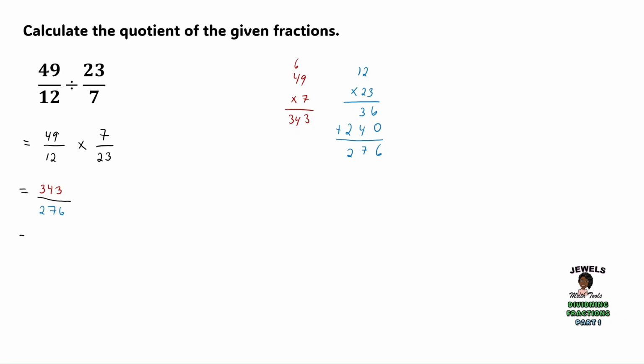And now we are going to simplify our fraction. And in looking at both parts of our fraction, they do not have any common factors. So that means that I now need to just change this fraction into its mixed fraction form, where my fraction will be left in its simplest form. So 276 divides into 343 once.